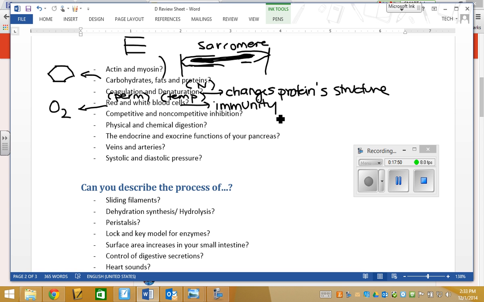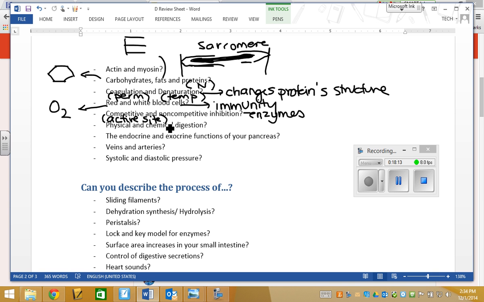Now the next one goes back to some enzyme stuff. When we're talking about enzymes, molecules could block the function of an enzyme. Competitive means that the active site is actually being blocked, so something else is blocking the active site of the enzyme.